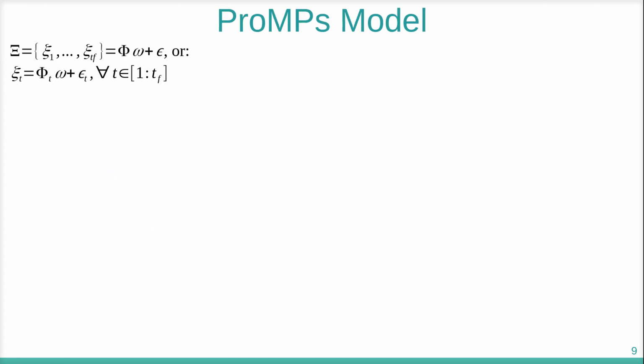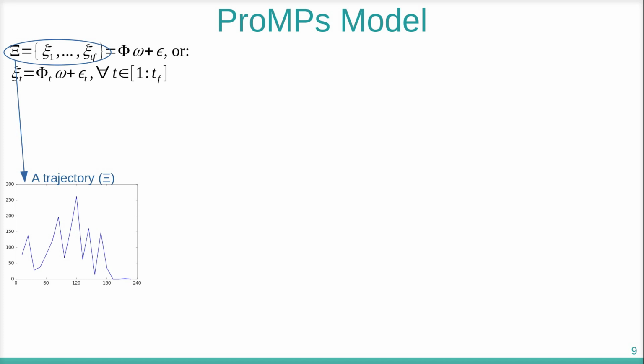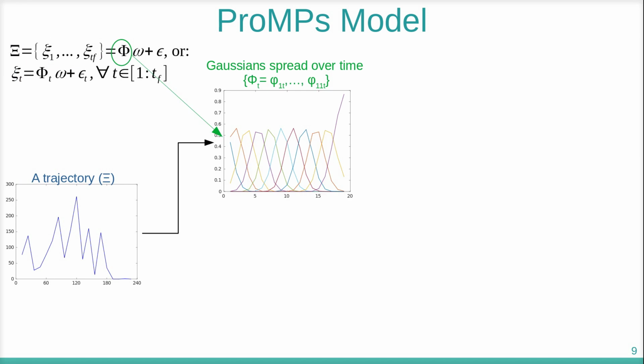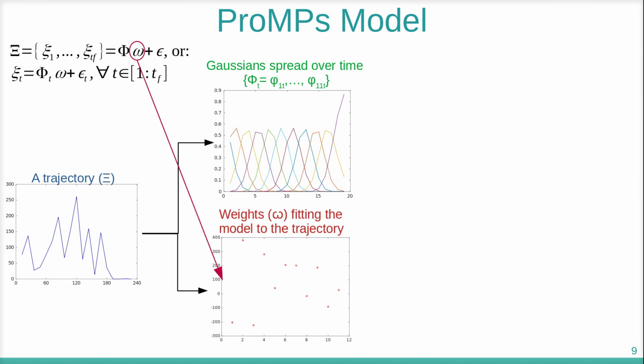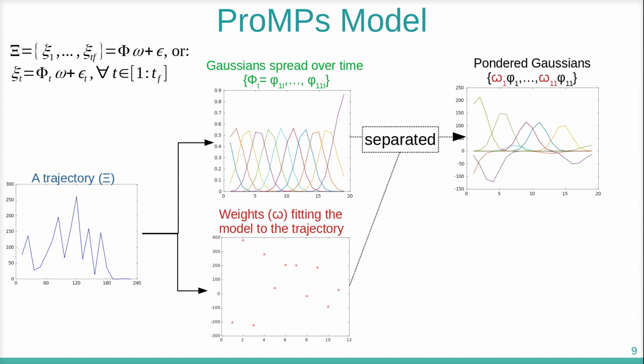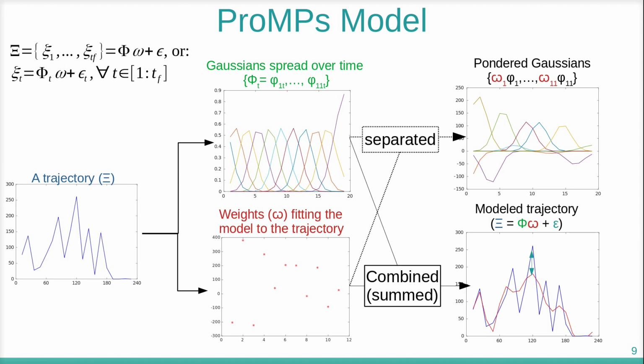About the model, the goal is to represent a trajectory, here in 1 dimension to be simpler. And to model this trajectory, we use Gaussians spread over time. It could also be radial basis functions. So we put some weight on these Gaussians to fit the model to the trajectory. So here is a weighted Gaussian. And when we combine them, we obtain the trajectory in red. So here the precision of the trajectory is not really accurate, as you can see. And the more Gaussians we add, the more accurate the movement will be, as we will see after.